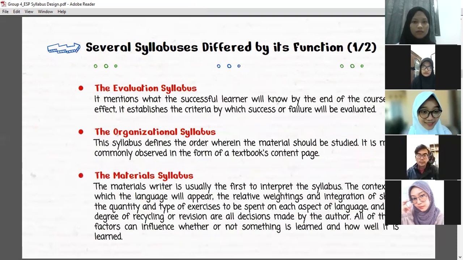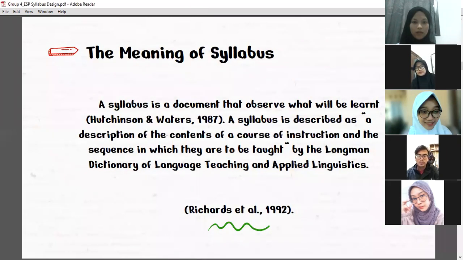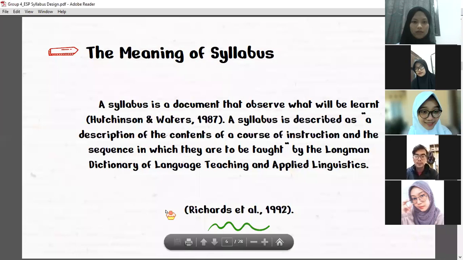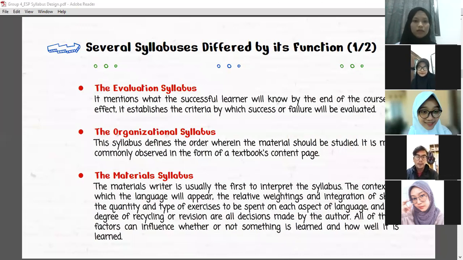Okay, the syllabus is a document that describes what will be learned, same as what Winda said before, the content of a course of instruction, and what is to be taught. It is defined by the Longman Dictionary of Language Teaching and Applied Linguistics by Richards et al. So they are classified by their function. First is the evaluation syllabus that describes the statement of what is learned.